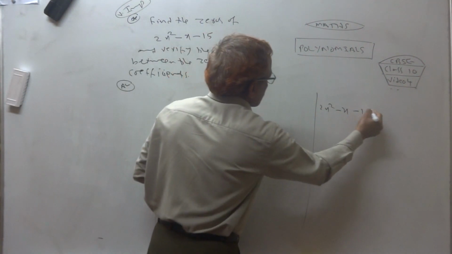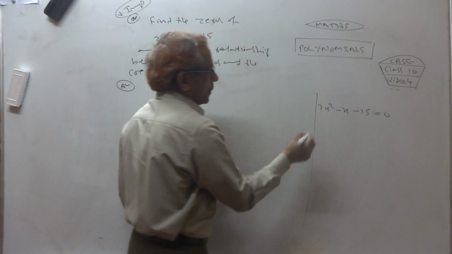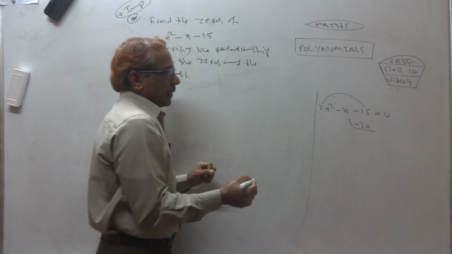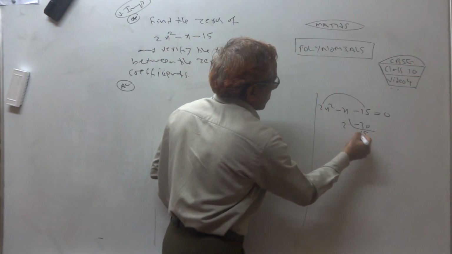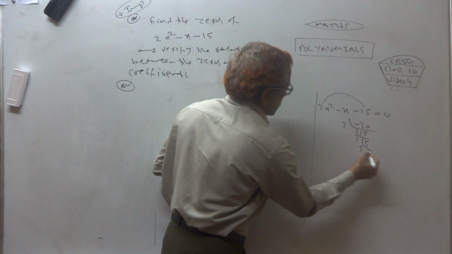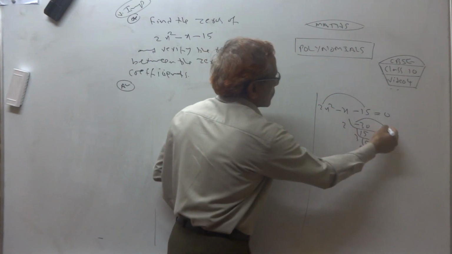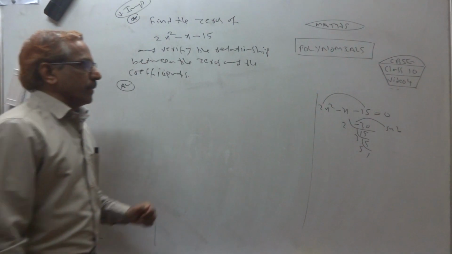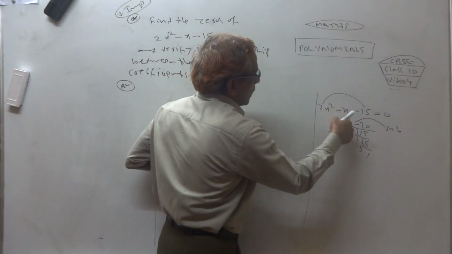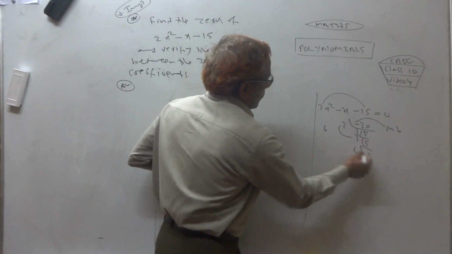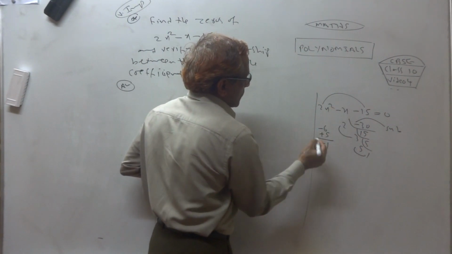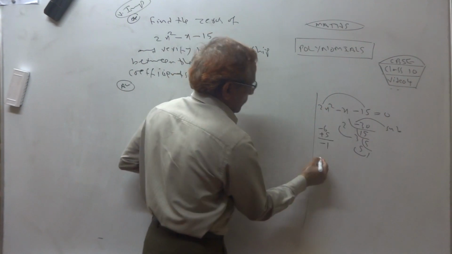2x squared minus x minus 15 is equal to 0. 15 twos are 30. So 2 ones are 2, 5 fives, 3 fives are 15, 5 ones are 5. Because you know when minus is there you should subtract. This is the fourth type. I have to get the center number, what? 1. 2 threes are 6, 5 ones are 5, 6 minus 5 is 1. This is minus, this is plus. Minus 6 plus 5 is minus 1.